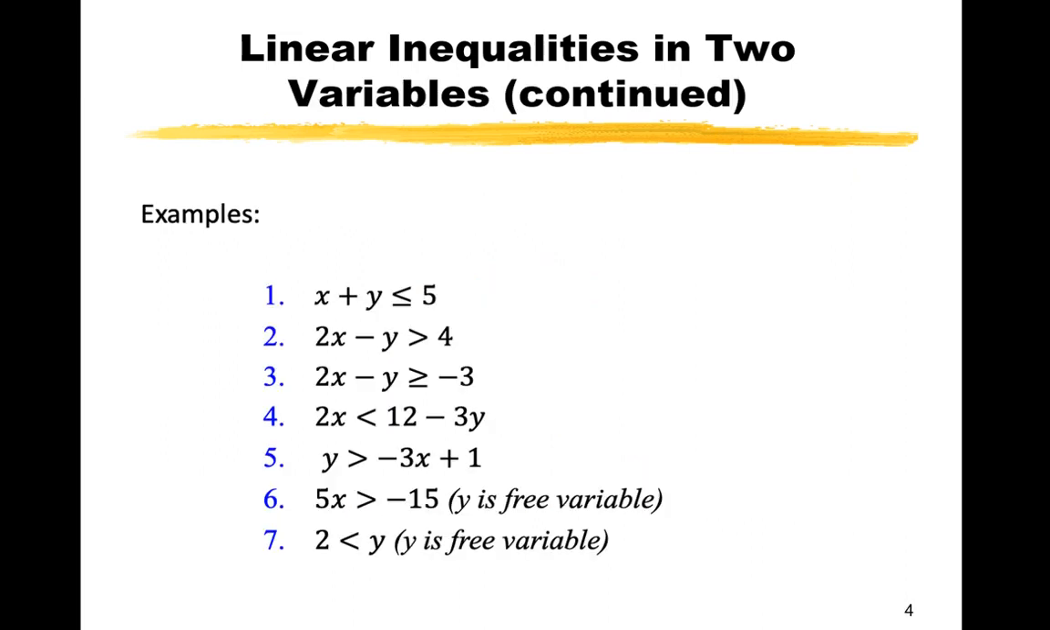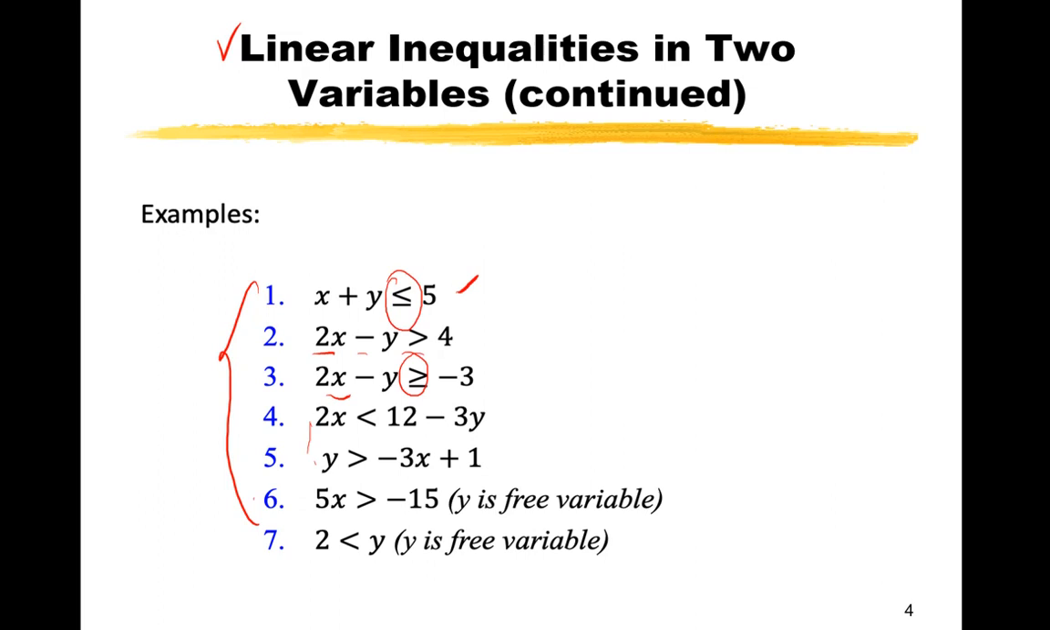Now, here are some illustrations ng ating linear inequalities in two variables. So we have 7 right here. Well, there are more than these. Well, ito naman kasi ay examples lang naman. So number 1, x plus y is less than or equal to 5. The second inequality, 2x minus y is greater than 4. The third, 2x minus y is greater than or equal to negative 3, and so on.